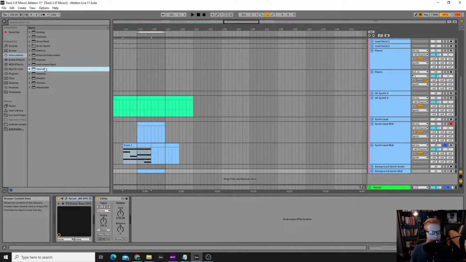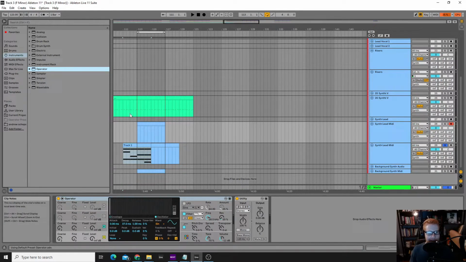So we're going to go to good old reliable Operator. It's nothing flashy. It's an FM synthesizer, like I said. And it's very basic. I mean, look at this. It's not even that big. It's not complicated.